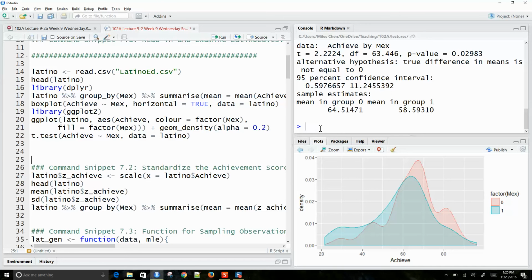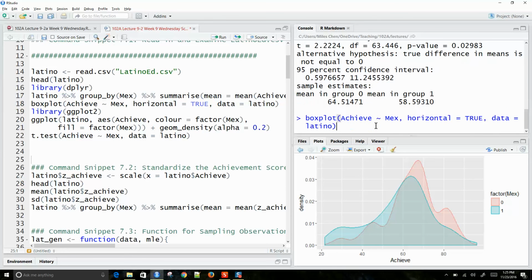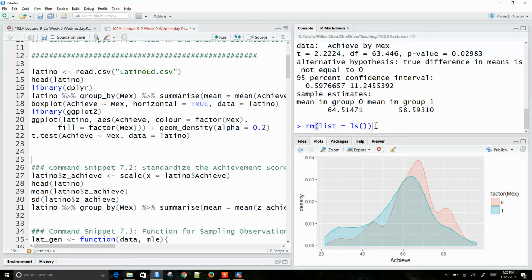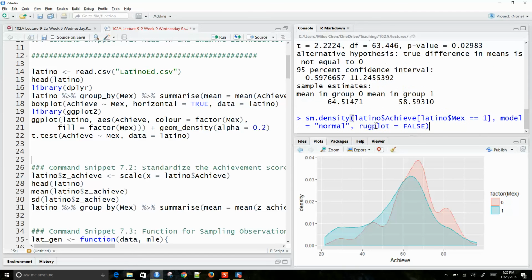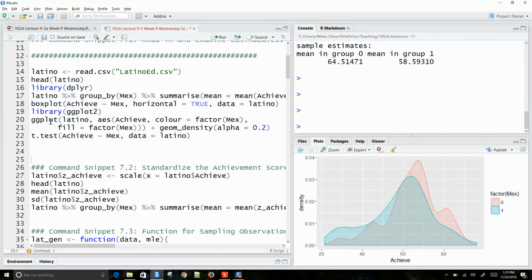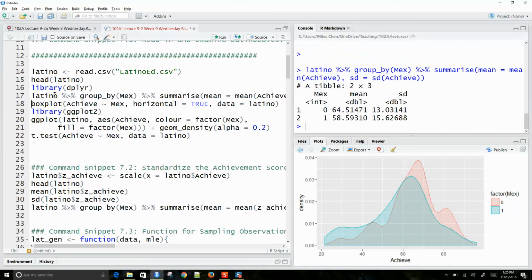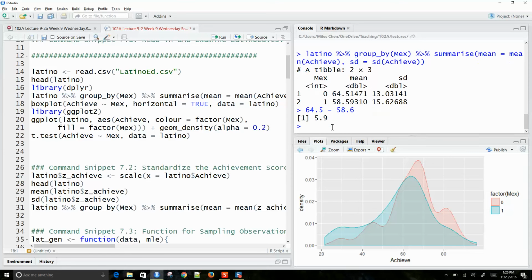But we can get an idea of how often we get an observed difference of, where is this, 64.5 versus 58.6. Whatever difference here I have, 64.5 minus 58.6, approximately a difference of 5.9, we can see how often we get a difference of 5.9.